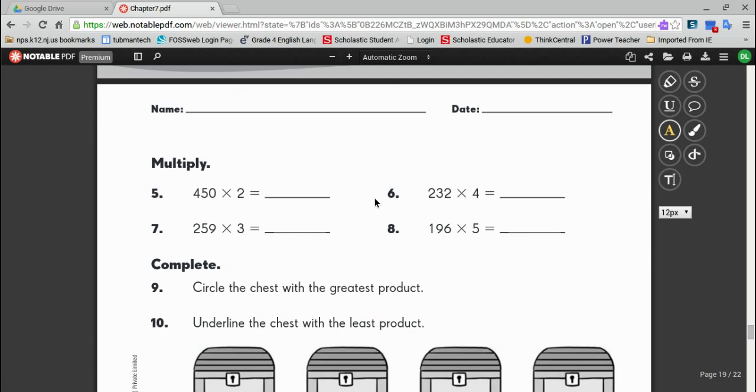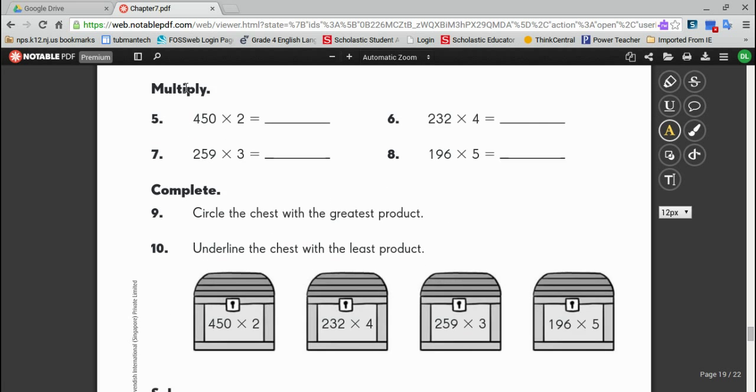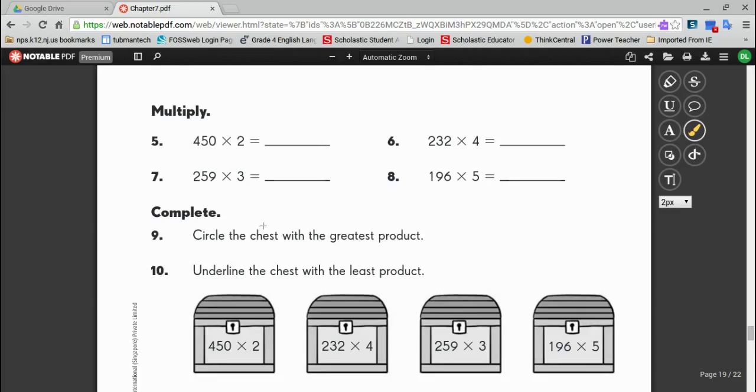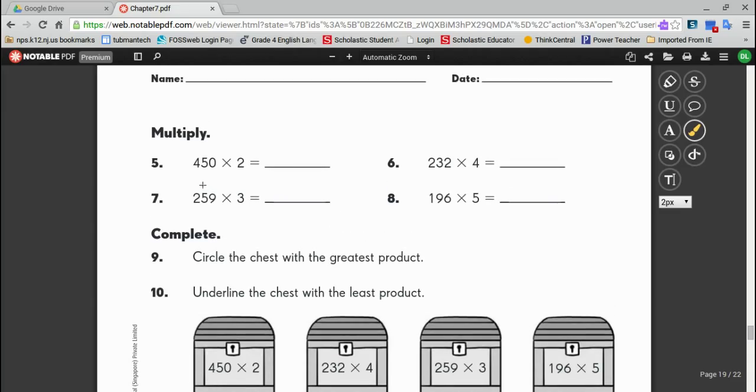This is page 137. Multiply. Alright, so for these four problems, you have to multiply these four numbers out. Just when you do it, make sure you write it up and down on scrap paper or on a separate sheet of paper. So let's do number 5 together.